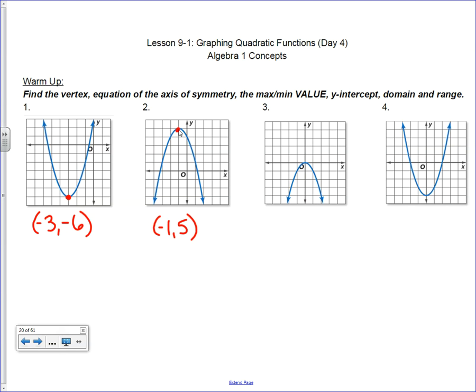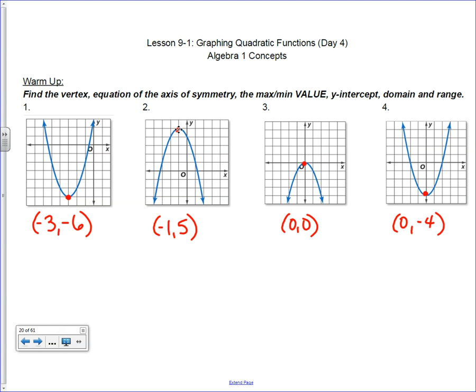Number 3, how about a vertex? That one's easy enough to see. And how about for number 4? Any issues on what a vertex is? We're all okay? All right, what's the next thing I ask you for?